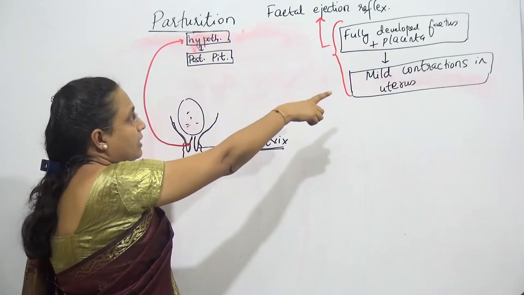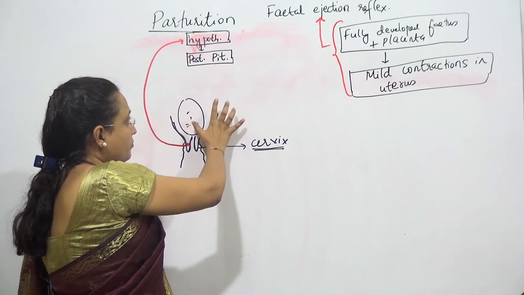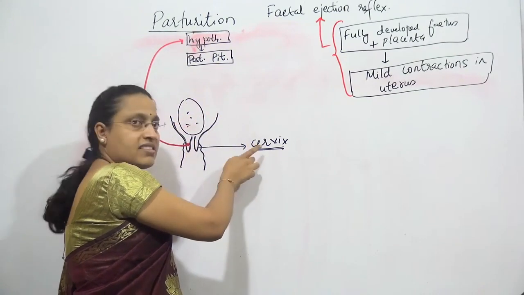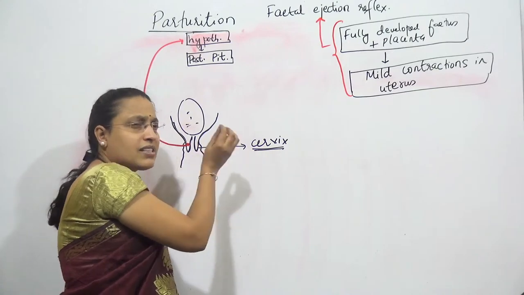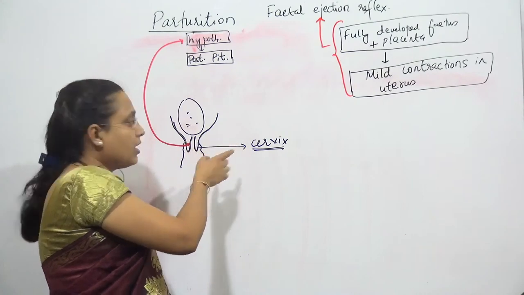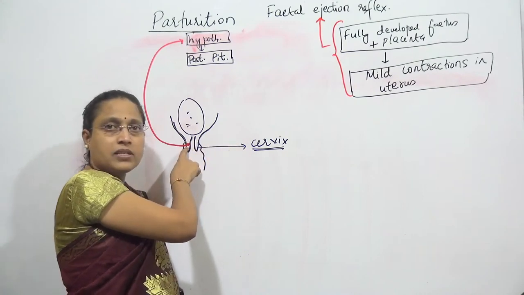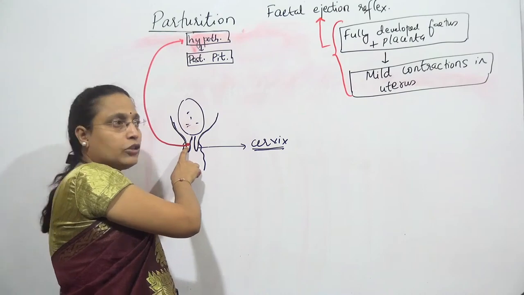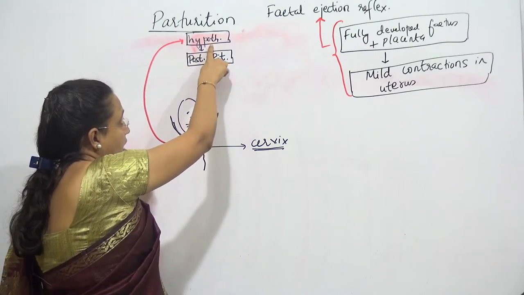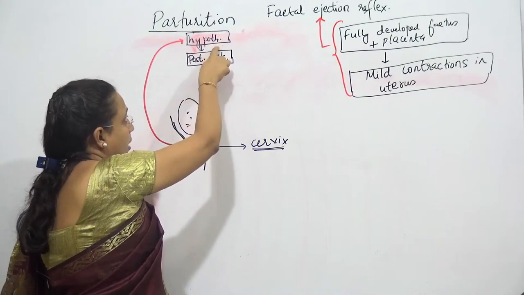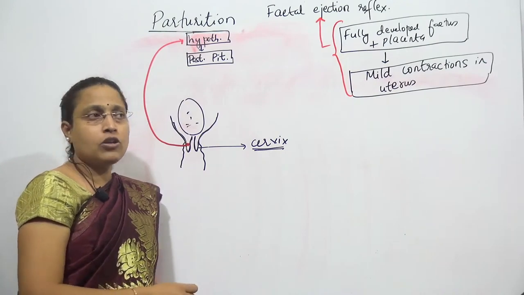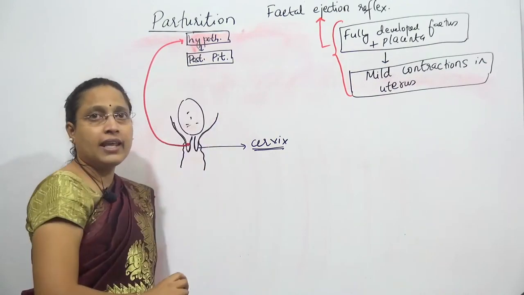What has been there? Fully developed fetus induces mild contraction. Now the baby continuously starts pushing against the cervix, and the cervix slightly stretches, and that slight stretch and pressure can be detected by sensory receptors present in the cervix. And through the nervous system, they send a message to the hypothalamus. In response to this nervous stimulus, the hypothalamus secretes a hormone called oxytocin, and that oxytocin will be stored in the posterior pituitary.